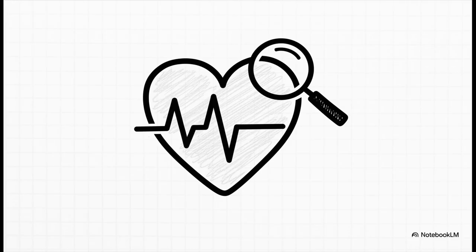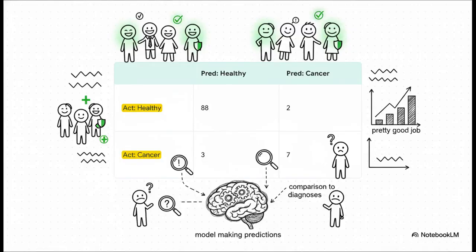So now that we've got the basic mechanics down, let's apply this to a situation where the stakes are, well, as high as they get. We're going to walk through a hypothetical AI model that's been designed to detect cancer. This is where all the theory crashes into a life-or-death reality. Okay, so here are the results from our model after looking at 100 patients.